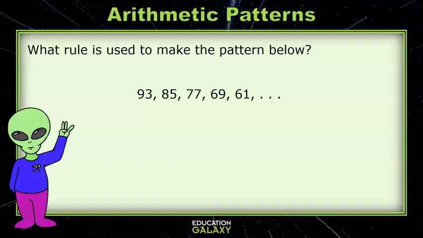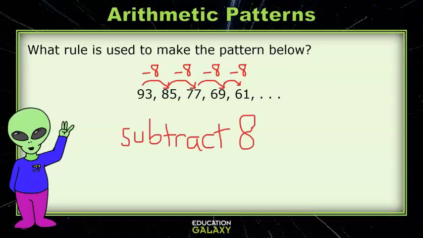What rule is used to make the pattern below? Well, the pattern is decreasing. To get from 93 to 85, I have to subtract 8. When I continue subtracting 8, I get 77, 69, 61. So the rule works. That means the rule for this pattern is subtract 8.